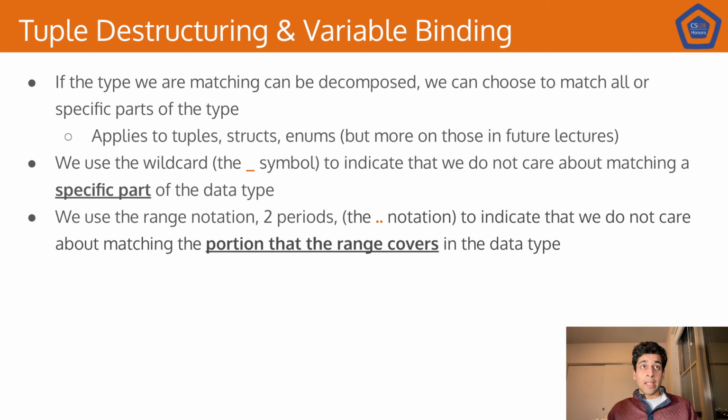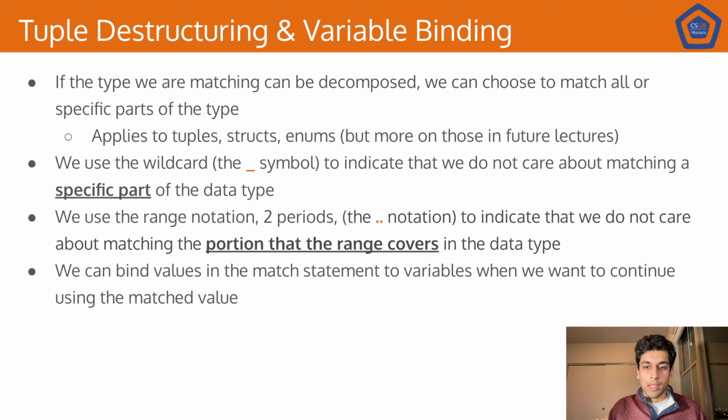We can use the range notation, so 2 periods, to indicate we don't care about matching the portion that the range covers in the data type. So say you only care about the first value in your tuple, you can simply specify the first value that you're trying to match, and then use 2 dots to specify that you don't care about what appears in the tuple. You only care about the first value.